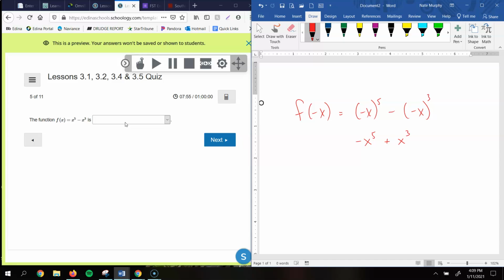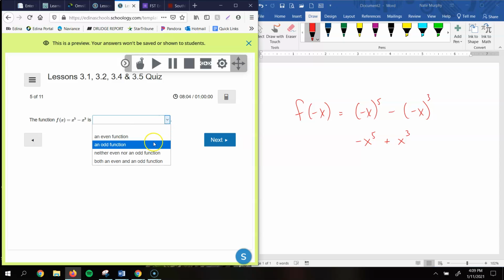So if we compare this to the original function, we had an x to the 5th, now I have a negative x to the 5th. I had a minus x cubed, now I have a positive x cubed. So since both of these changed, this is an odd function.